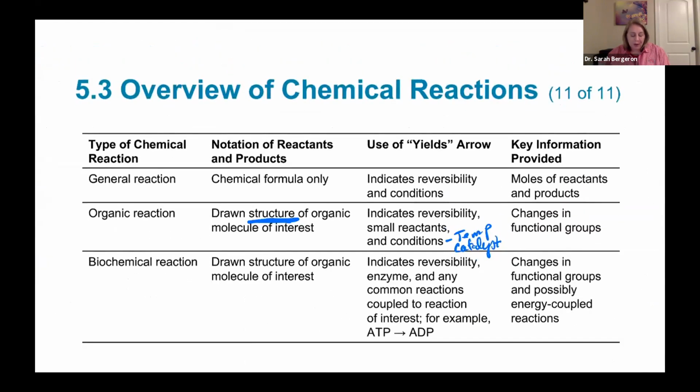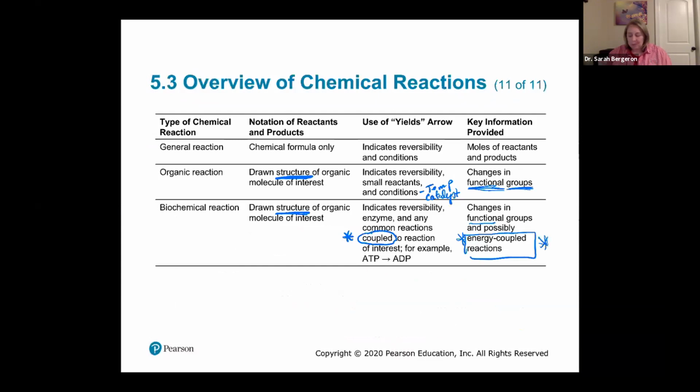So what are we worried about for an organic reaction? A lot of times, not always, we're looking at changes in the functional group. And then our last type is a biochemical reaction, where you again draw the structure, because we're very worried about the structure. You also have your yield arrow, so you're told if it's reversible, you're told if there's an enzyme or a catalyst or a reaction condition, something like that. But what's specific to a biochemical reaction is coupling. It will tell you if it is coupled or not. So that's a really important one for a biochemical reaction. And the most common coupled reaction is with ATP. So a lot of times we are paying attention in this group to functional groups, but really we're also looking at energy coupled reactions. Okay. All right, and that's it. So let's go do some problems.